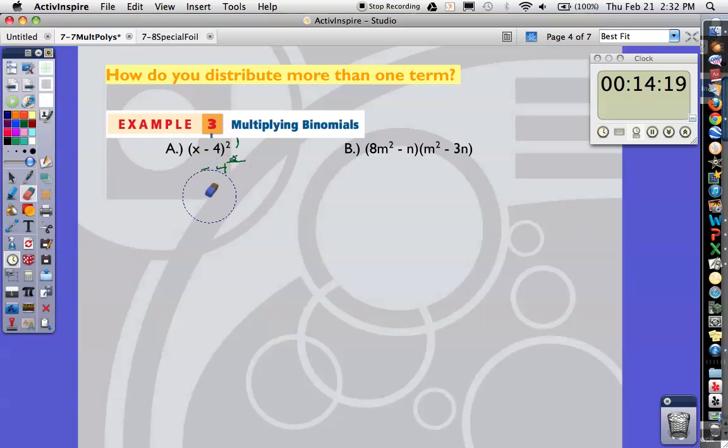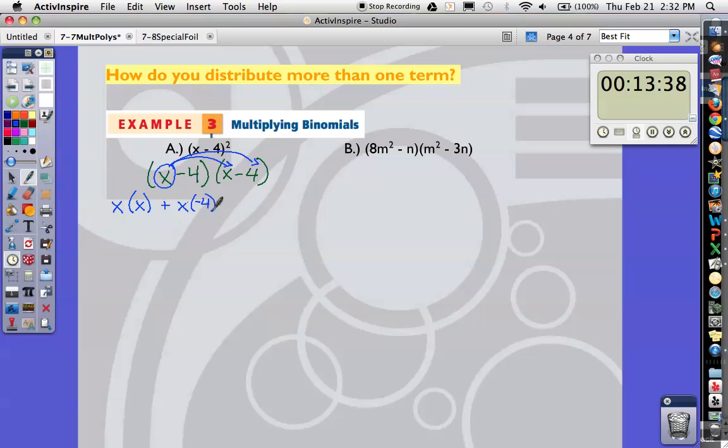X minus 4 quantity squared can be written how? Well, this is really x minus 4 times x minus 4, right? You actually are distributing twice. What you're doing is you're taking this first term, x, and you're going to distribute that to the first and second term over here. So you're going to have x times x, and then you're going to have plus the x times the negative 4.